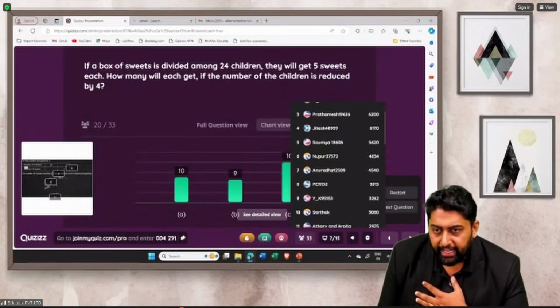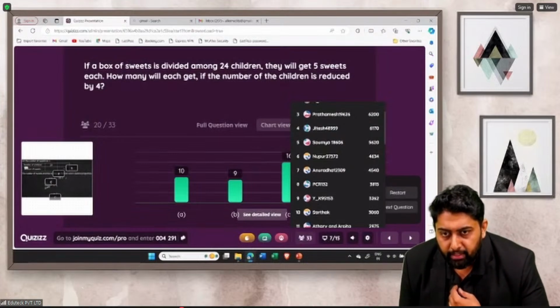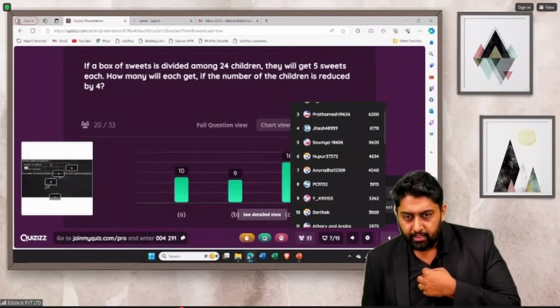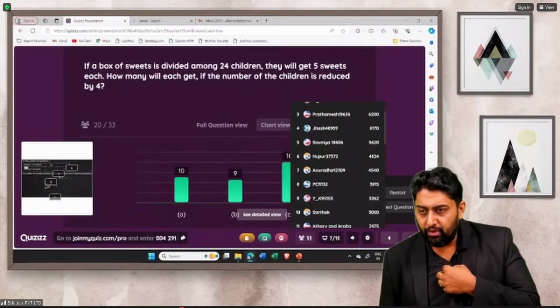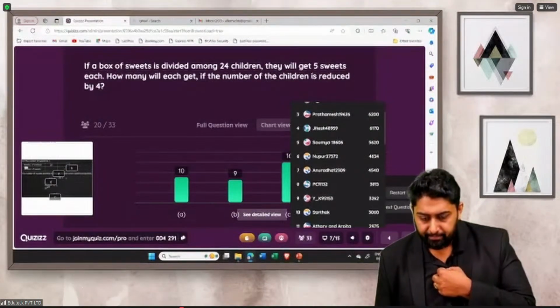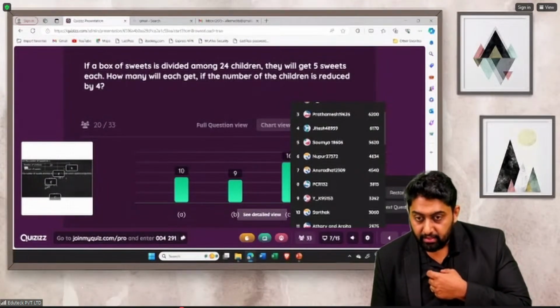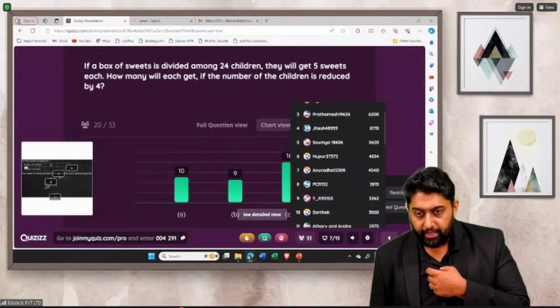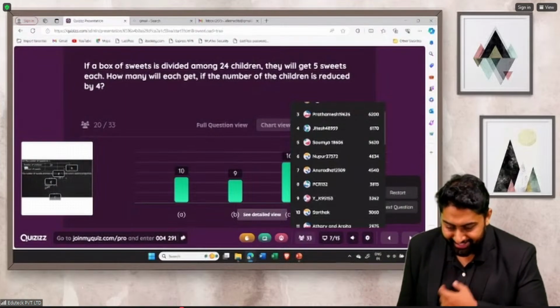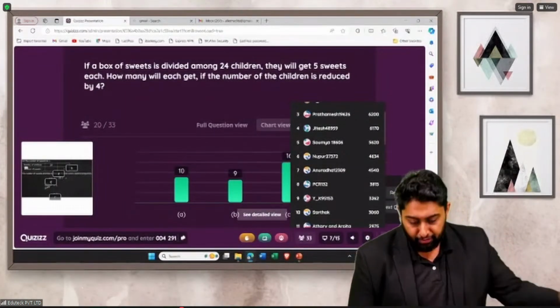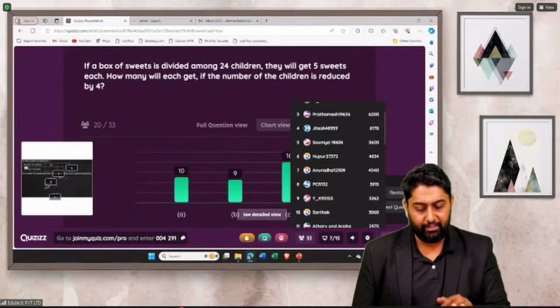PCR, I would like to know the name of PCR. Can you just unmute and name yourself, please? PCRG? Okay, no PCR. Next, at the 9th position, we have Yogita, and 10th position, we have Sarthak.